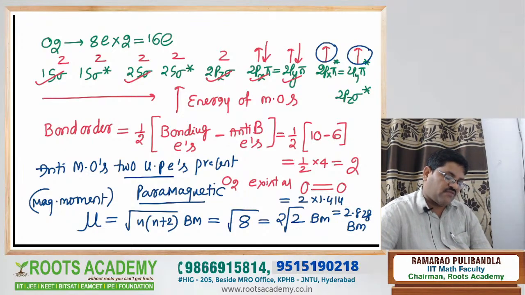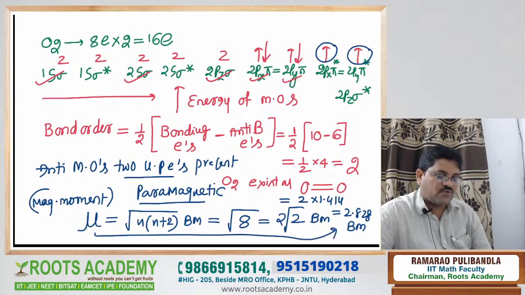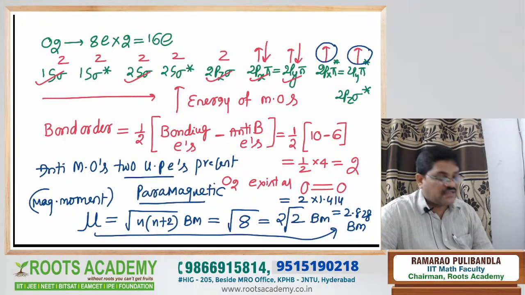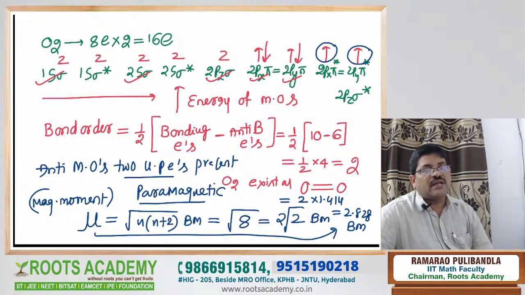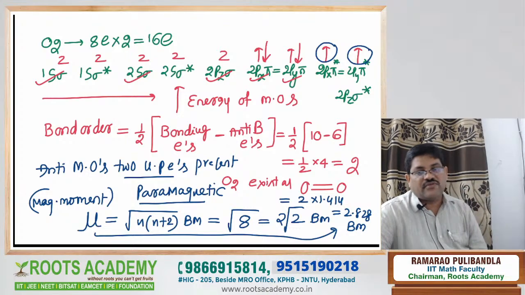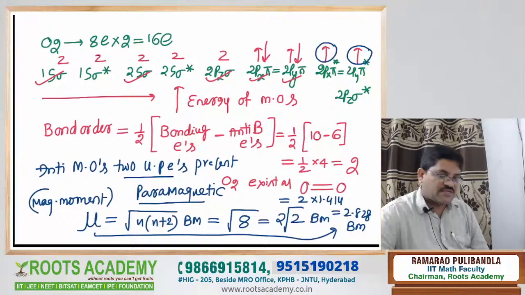Now, therefore, what is the formula for magnetic moment? The magnetic moment value is 2.828 BM. So this is the explanation of O2 gas. And you write the diagram the same way as the N2 gas diagram. This is the explanation of one of the 8 marks questions for chemical bonding, one of the beautiful essay questions for chemical bonding. Understood?